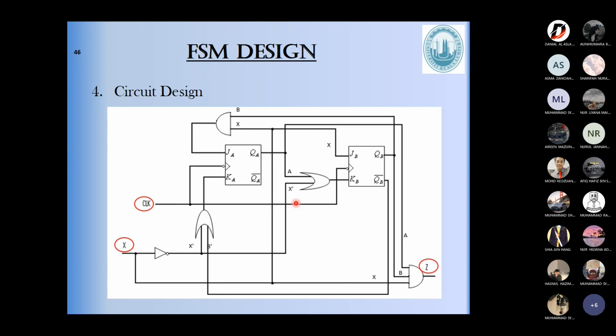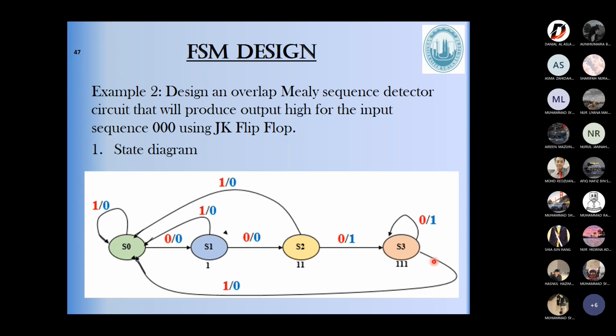So you get the circuit design. If you design this, for example using Tinkercad or on the breadboard in the lab, this is your clock source, this is your toggle switch, this is your LED. So when you detect 111, the output will light up. Okay, so that is the first example.